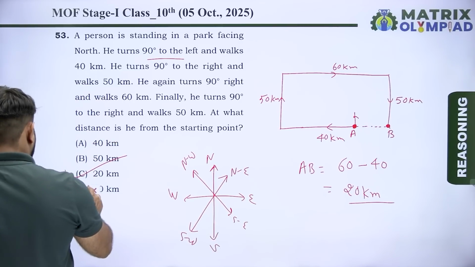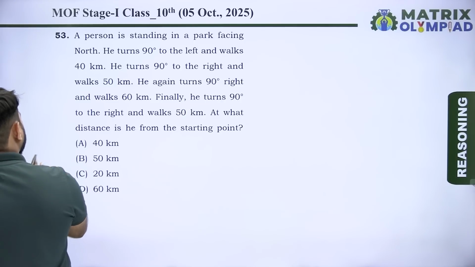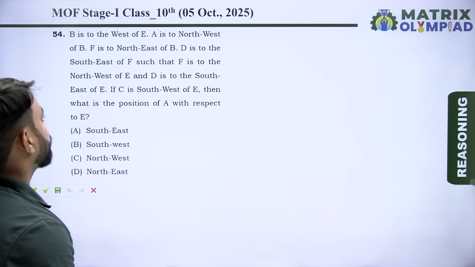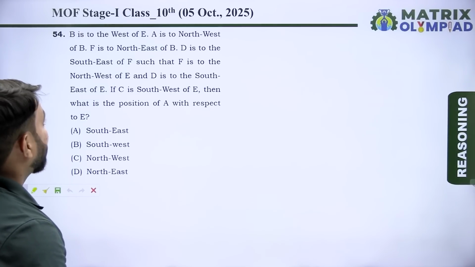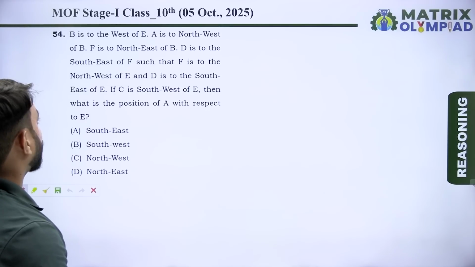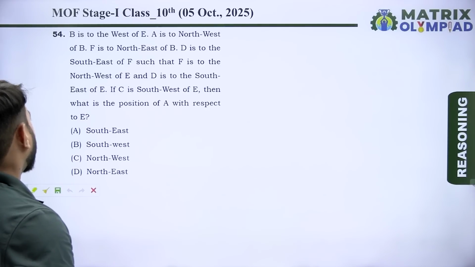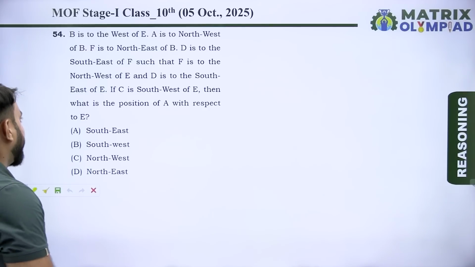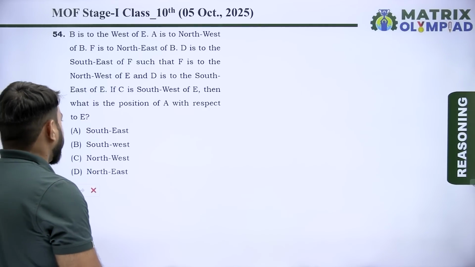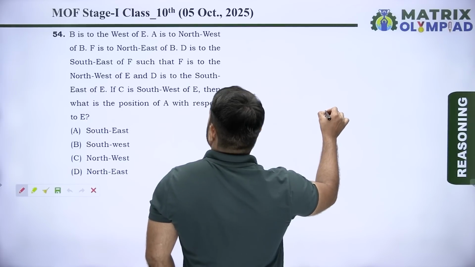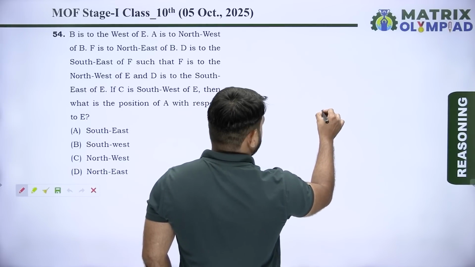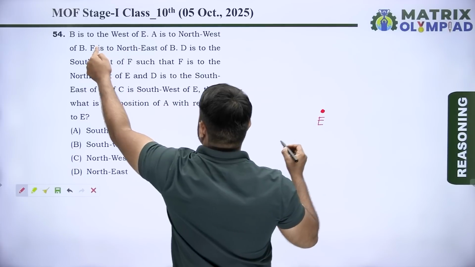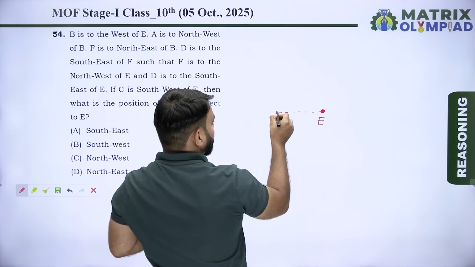Let's move on to the next question. So now the next question is question number 54. B is to the west of E, A is to the northwest of B, F is to the northeast of B, D is to the southeast of F, such that F is to the northwest of E and D is to the southeast of E. If C is southwest of E, then what is the position of A with respect to E? So let's suppose here is E, and B is to the west of E, so here is B.